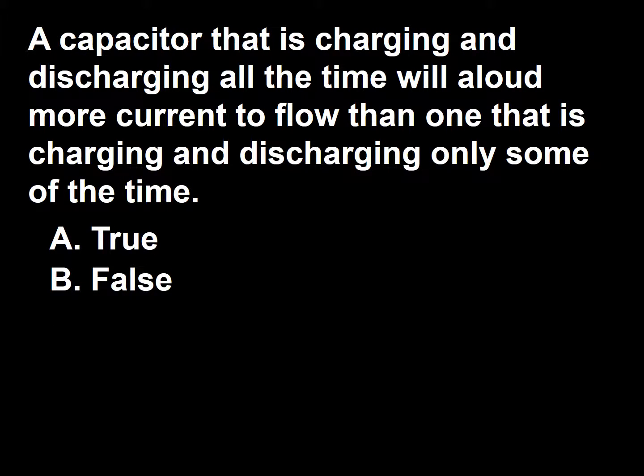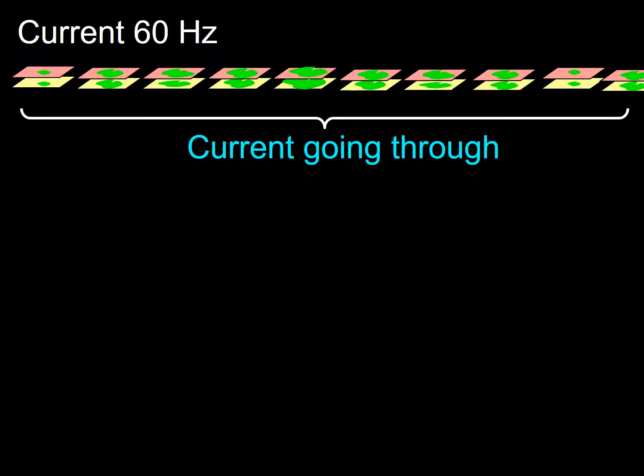Next question. A capacitor that is charging and discharging all the time will allow more current to flow than one that is charging and discharging only some of the time. A, true, B, false. This frame represents a capacitor that, due to the frequency of the alternating current and the capacitance of the capacitor, is never fully charged or discharged, thus allowing current to flow all the time.